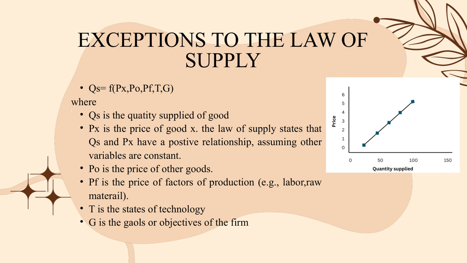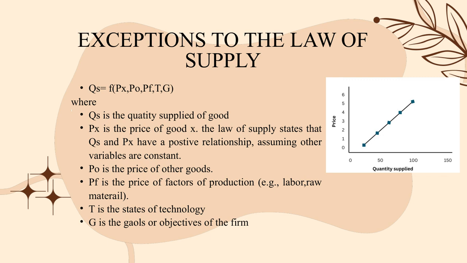For example, PO represents the price of other goods. If the price of substitutes or related products changes, it can affect the supply of the good we're focusing on. Next, PF is the price of factors of production, things like labor, raw materials, or capital. If these costs go up or down, producers might alter how much they supply, even if the price of the good itself remains the same.